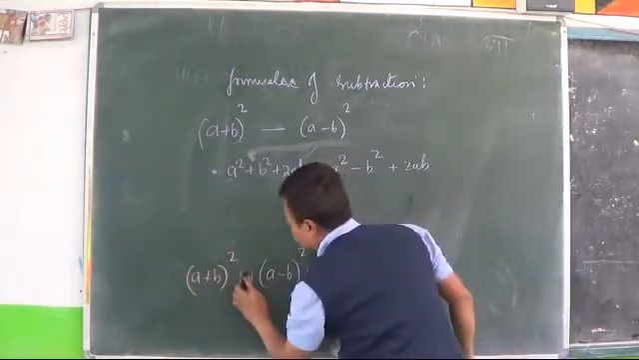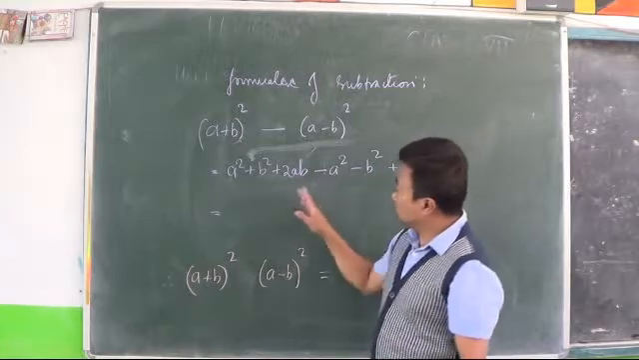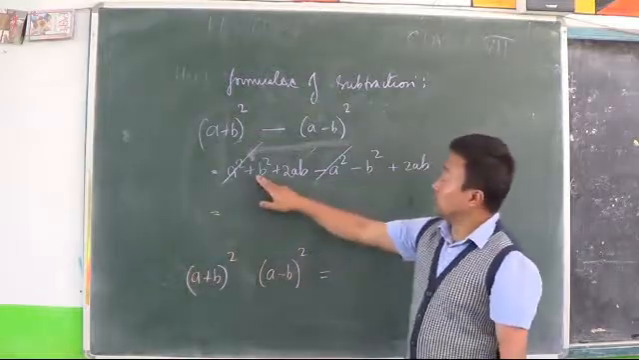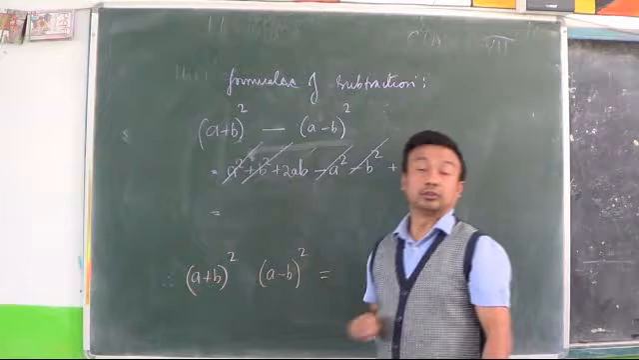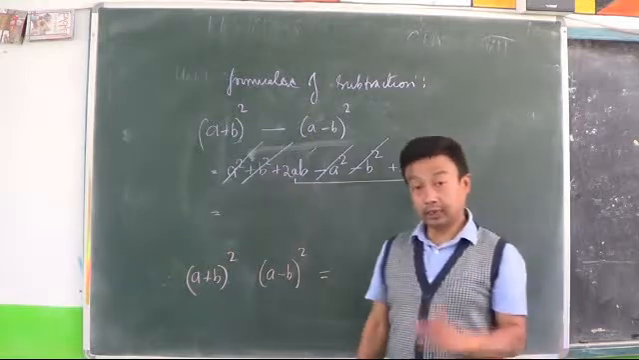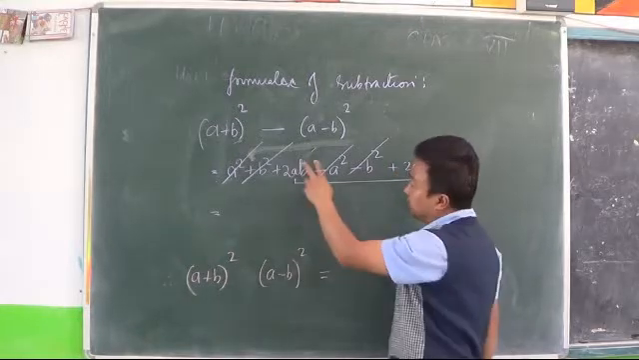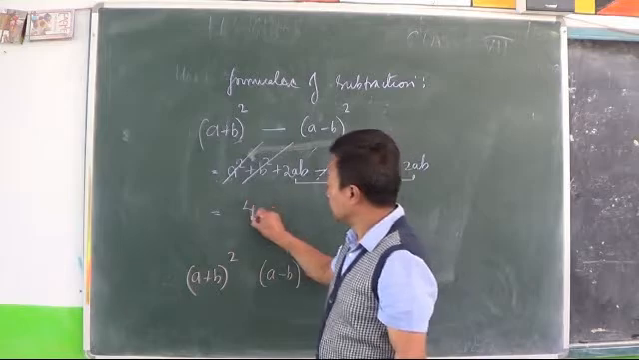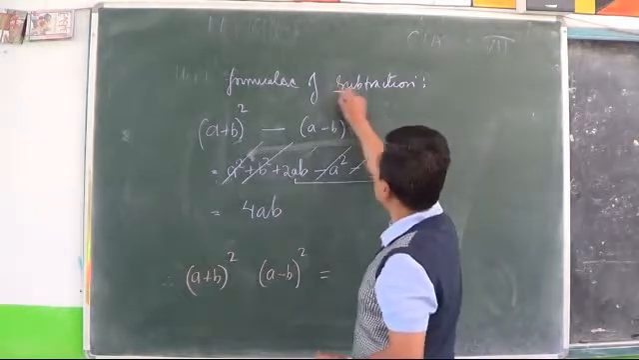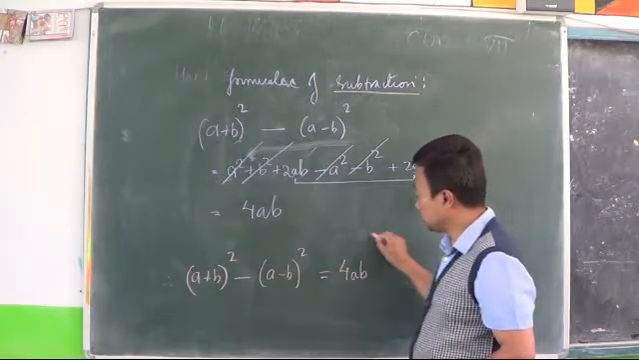Now we come to this. What about simplification? Observe the like terms: a square and minus a square are the same terms, so they cancel. b square and minus b square also cancel, cut them out. But look at this, 2ab plus 2ab. They are like terms now. Why like terms? ab, the same variables, the same degree. So 2 plus 2 will become 4ab. So the second formula that we have derived is the formula of subtraction. What is the answer you got? 4ab.